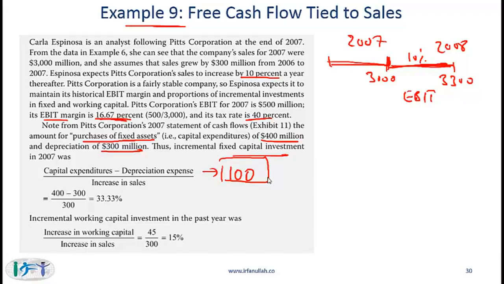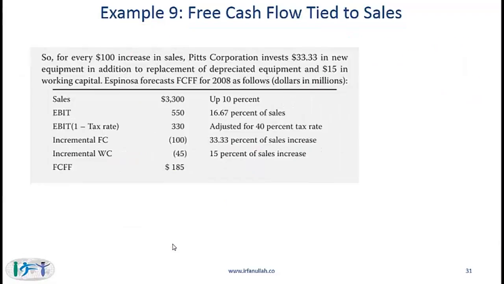So what we are saying is that if sales go up by 300, then our working capital is increasing by 100. In other words, this 33.33% is saying that for every dollar of additional sales, the investment in fixed capital is 0.33. Incremental working capital investment in the past year was 45, and this was given earlier. And that is saying then that for every dollar increase in sales, the amount of incremental money spent on working capital is 0.15.